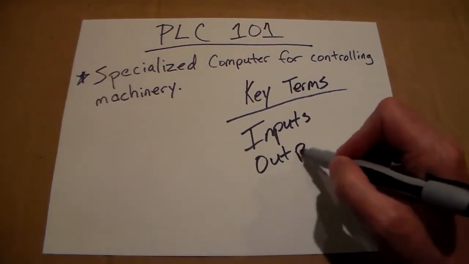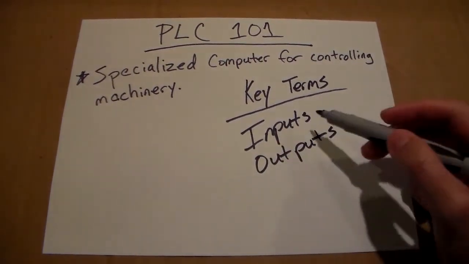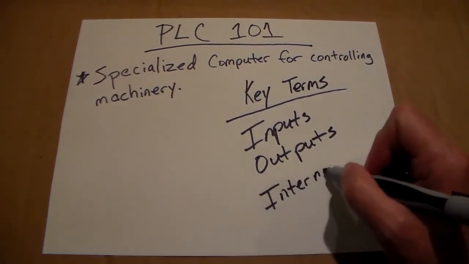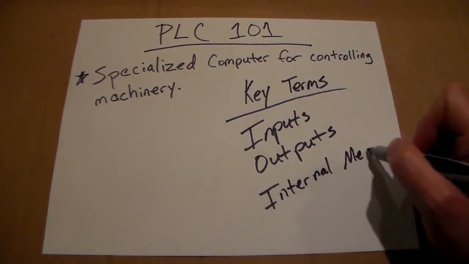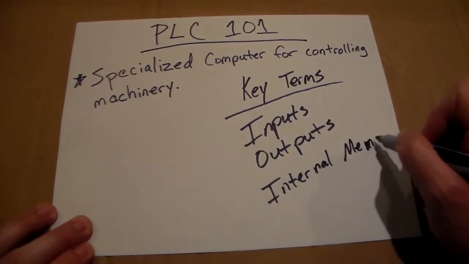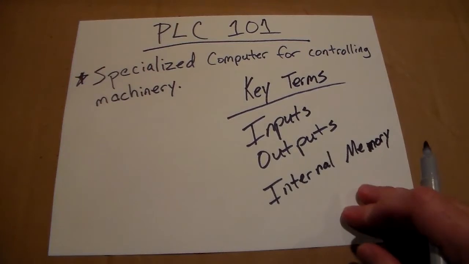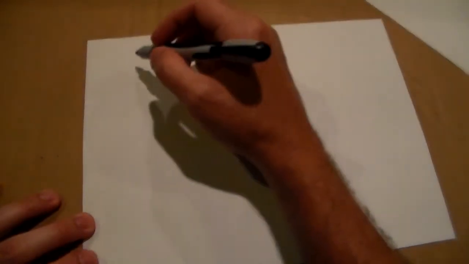The first three terms that we're going to discuss: inputs, outputs, and then internal memory. We're going to use a lot of that once we start programming. So let's talk about inputs and outputs first.